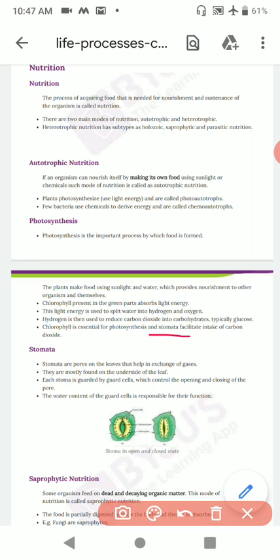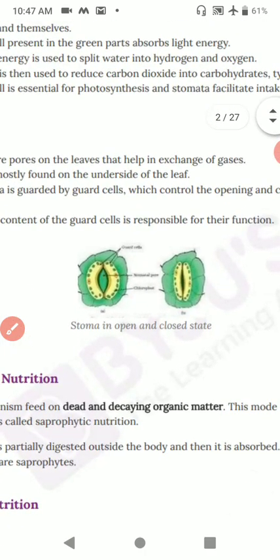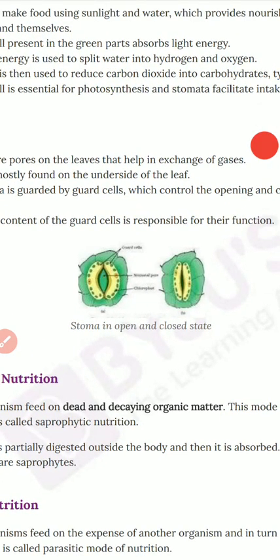Okay, so the next point is stomata. What are stomata? Stomata are the pores on the leaves that help in the exchange of gases. They are mostly found on the underside of the leaf. Third point, each stoma is guarded by guard cells. Here we are talking about the guard cells. These are the guard cells.